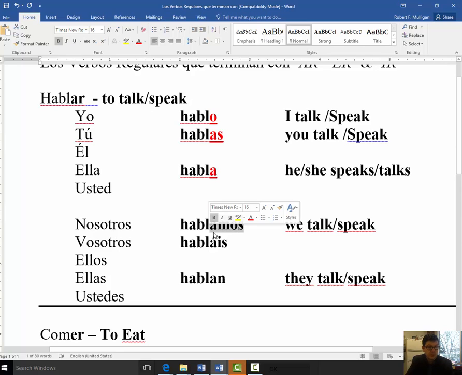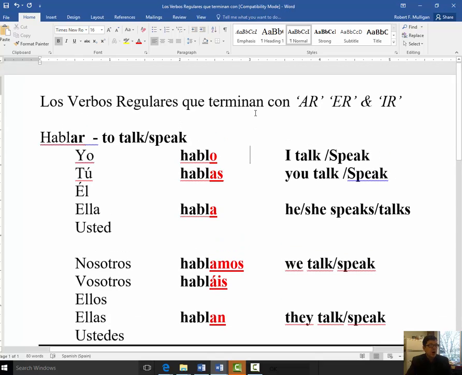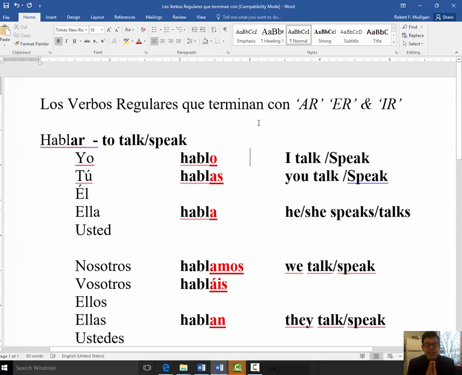With the nosotros form, meaning we talk or speak, hablamos. Vosotros, y'all talk, habláis, and ellos hablan. We call these regular verbs because if you know one regular AR verb, you can conjugate all of the regular AR verbs.